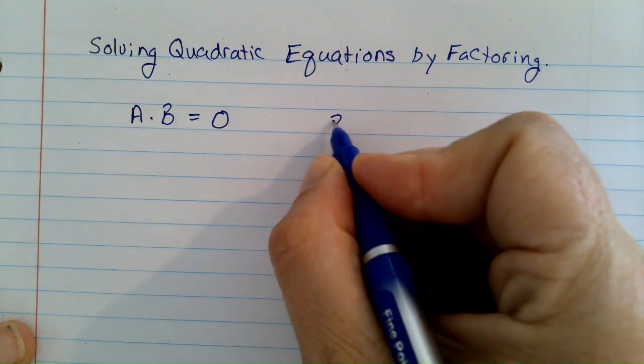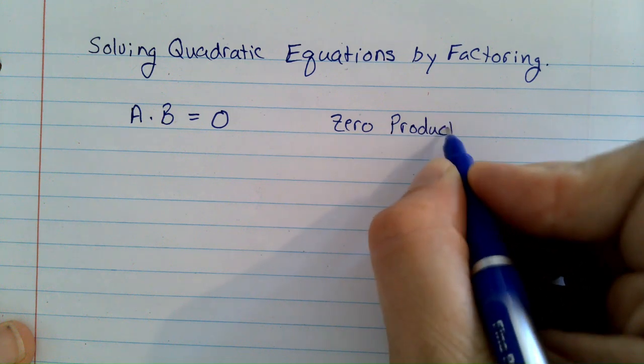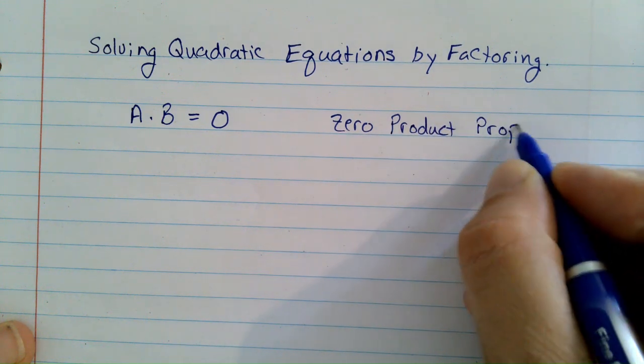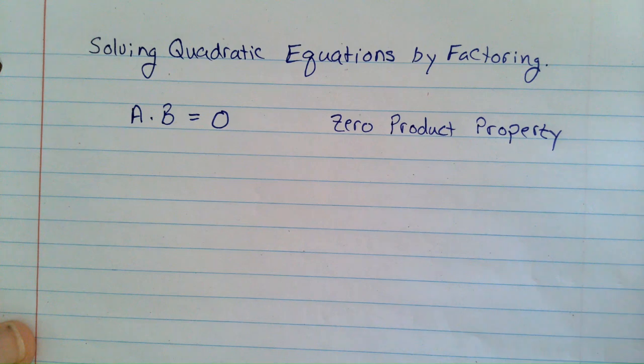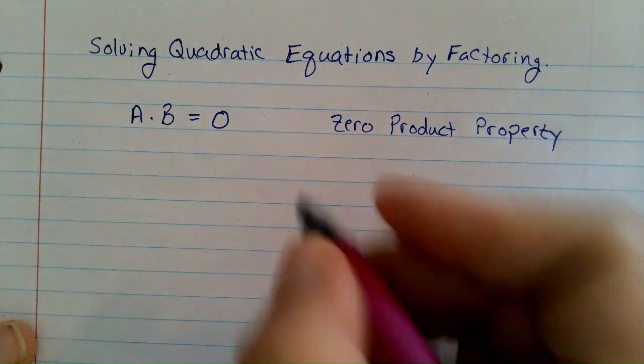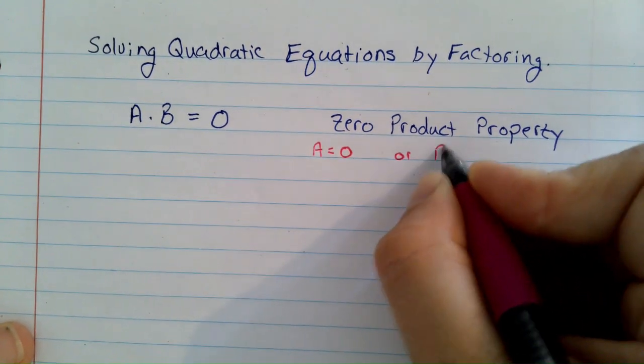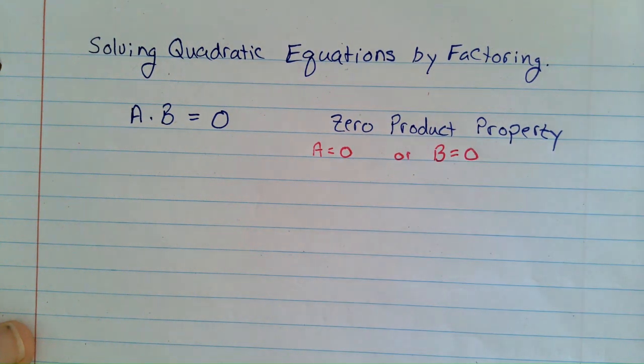Hence, we're going to be talking about the zero product property. Because mathematicians are not known for ingenuity whenever they name things. It's a product, it equals 0, zero product property. So in order for this product to equal 0, either A has to equal 0 or B has to equal 0, or they both could equal 0.